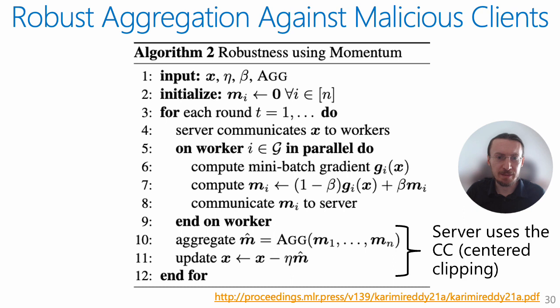The workers communicate their momentum vector to the server instead of the stochastic gradients directly, since they have a much smaller variance. And then malicious workers may send arbitrary vectors to the server. The server then uses centered clipping to robustly aggregate the updates.